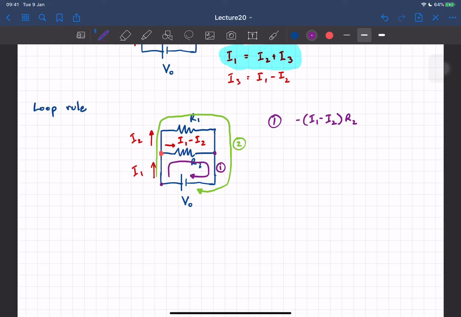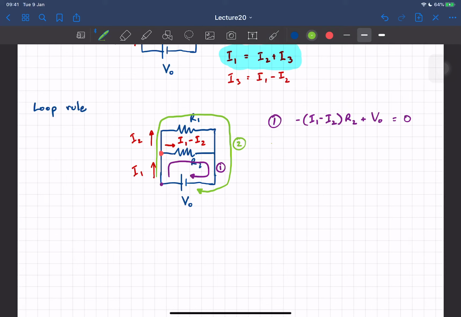And then I reach this junction and I turn right. And then I go across the battery, from minus to plus. So I'm going to have plus V0. And then I reach my starting point. So I have completed the loop and I set it equal to 0 like this. So that's it for loop number one.